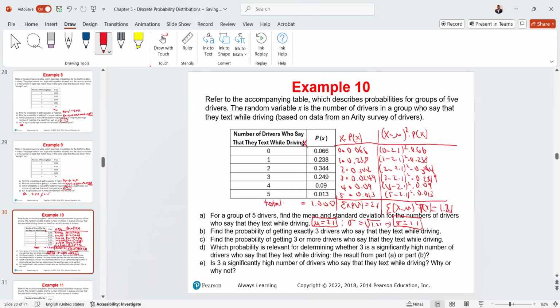Now, let's answer the next question. The next question says, find the probability of getting exactly 3. So the probability that x is equal to 3. What's that probability again? Yes, 0.249.